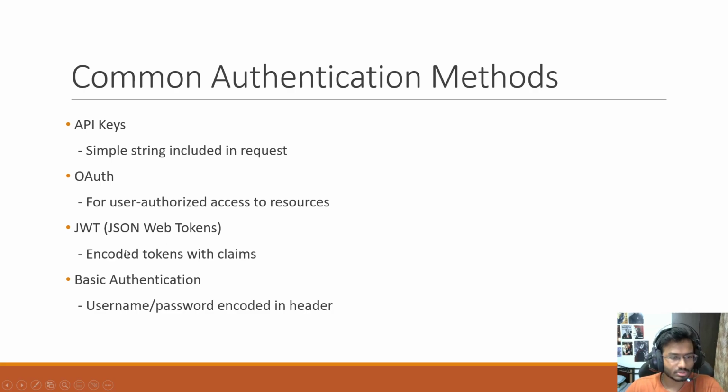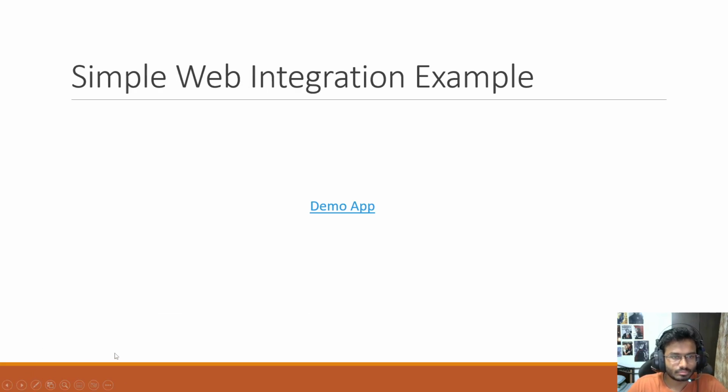JWT are JSON web tokens. These are encoded tokens, like a digital signature, digitally signed tokens which you can use while making the API calls. And the fourth one is the most basic, that is the basic username and password to access the application directly. So this is basic authentication.